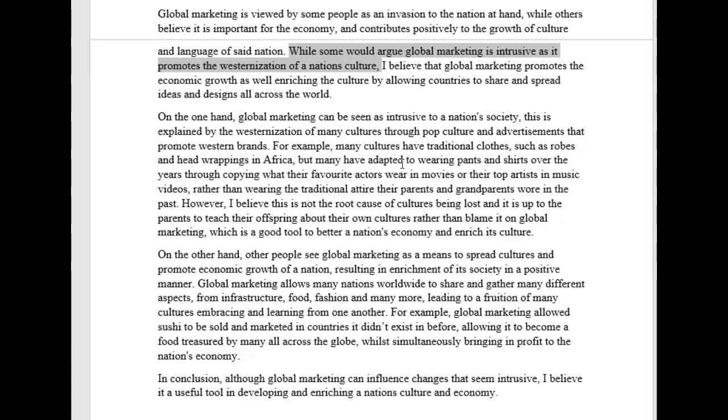However, I believe this is not the root cause of cultures being lost, and it is up to the parents to teach their offspring about their own cultures rather than blame it on global marketing, which is a good tool to better a nation's economy and enrich its culture.